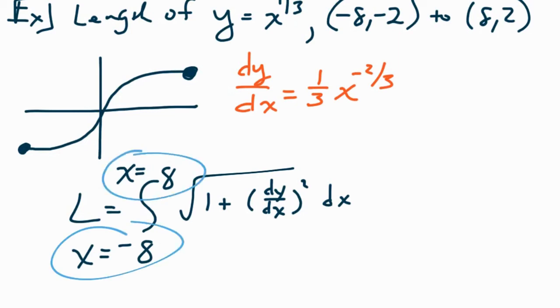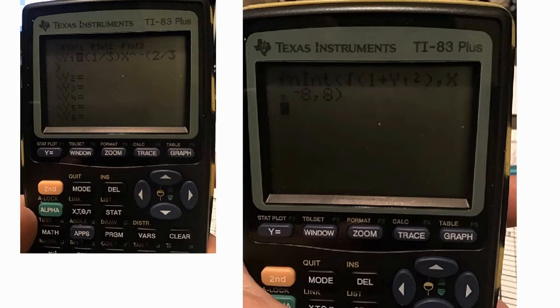So let's pop this into fnInt. I actually like using the little y equals screen trick. It just makes it a little easier to tidy up the final integral using fnInt. And everything seems fine until you hit enter and you end up getting an error.